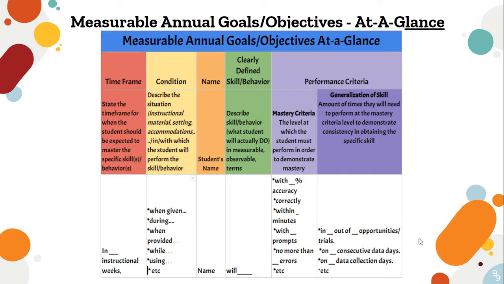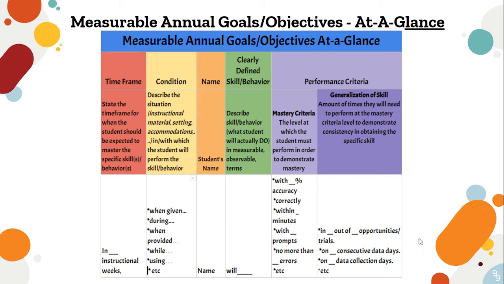In what amount of time is a student expected to master the specific skill or behavior? For a goal, we typically use 36 instructional weeks, while objectives can vary depending on what type of objective is being written. Next, the condition for the goal or objective will be stated.